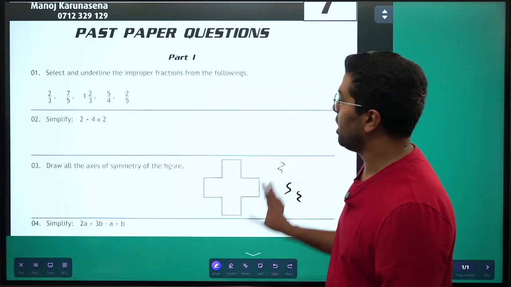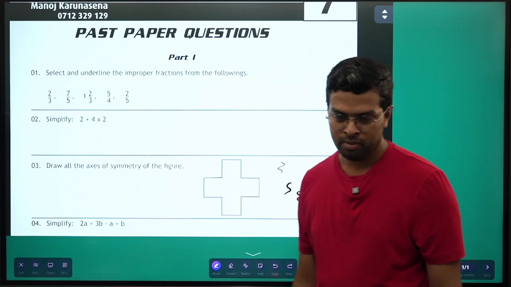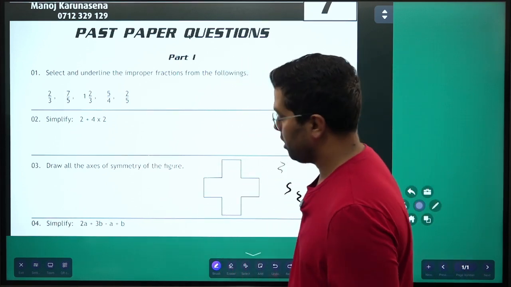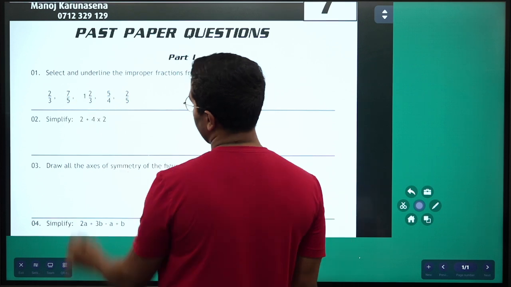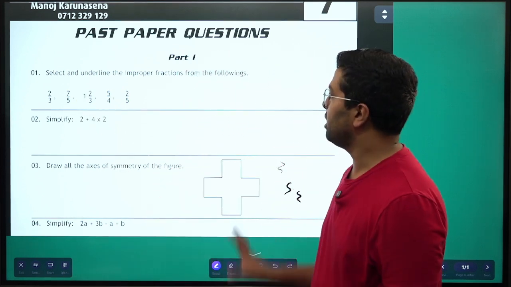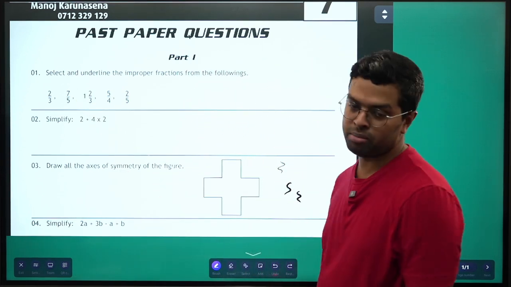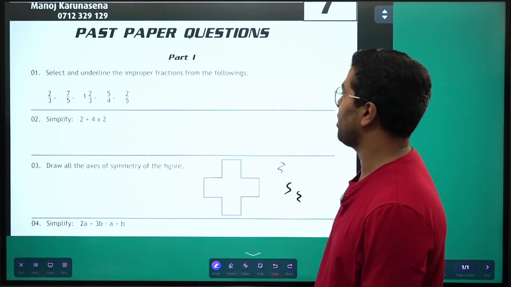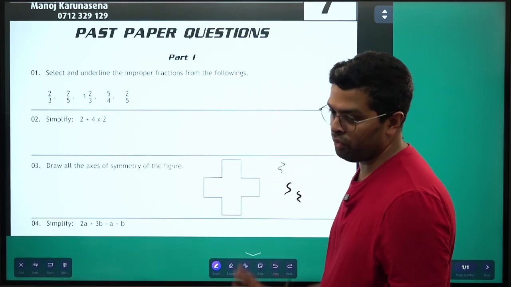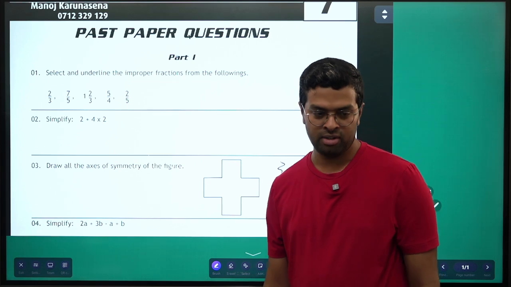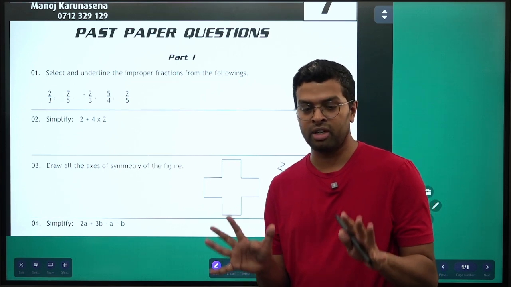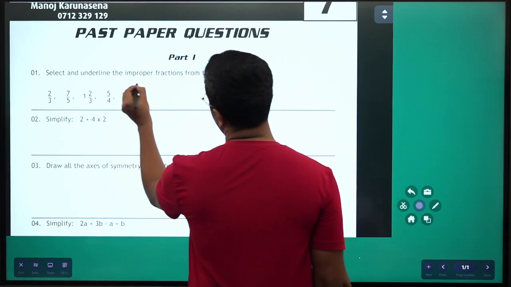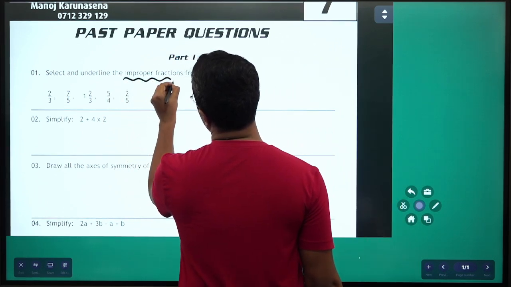Alright, so I'm starting with question number 1. What is it asking? It's asked us to select and underline the improper fractions from the following. When it comes to the lesson on fractions, we have learnt about different types of fractions. One of the types we have learnt is improper fractions.